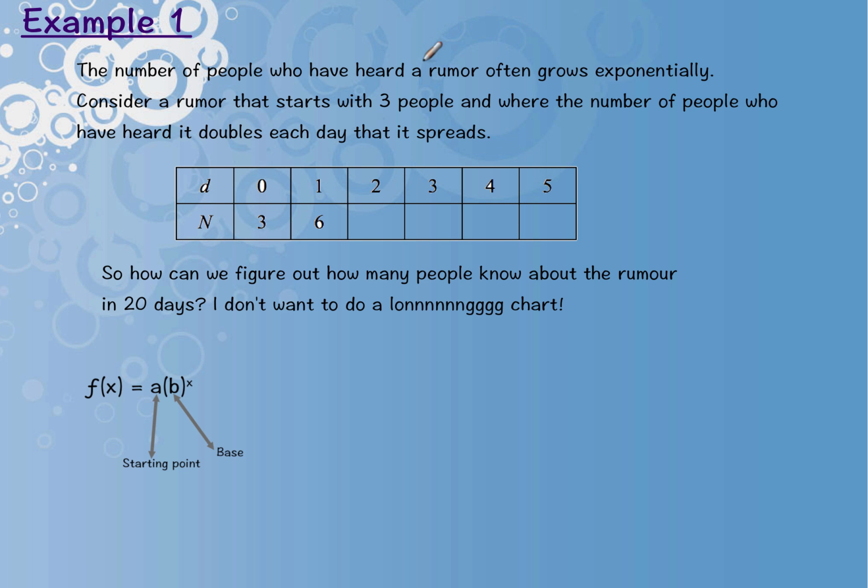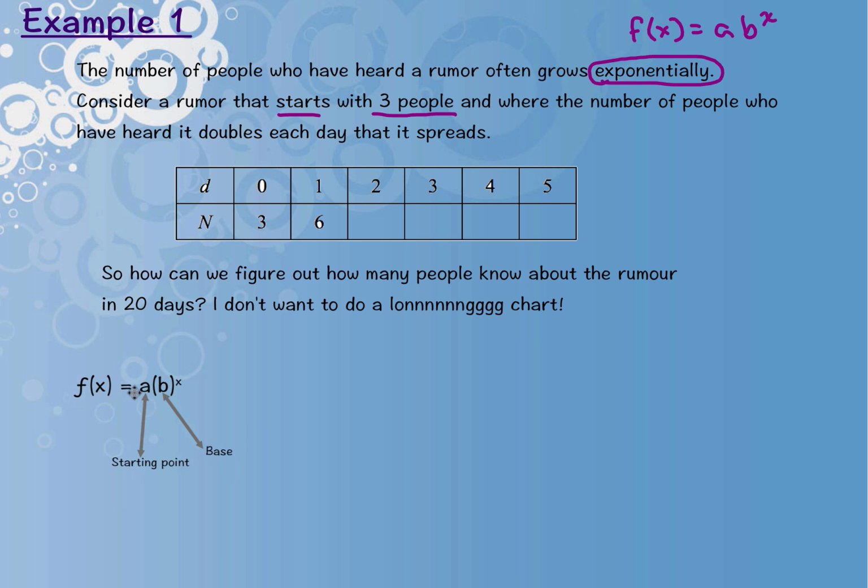So anyway, the number of people who have heard a rumor often grows exponentially. So as soon as you see that word exponentially, hopefully your head is going to go right to this formula, which you need to know. Consider a rumor that starts with 3 people. We remember that our exponential has a starting point. And the number of people who have heard it doubles each day. Hey, and I need a base. I need to know how fast I'm reproducing, growing.